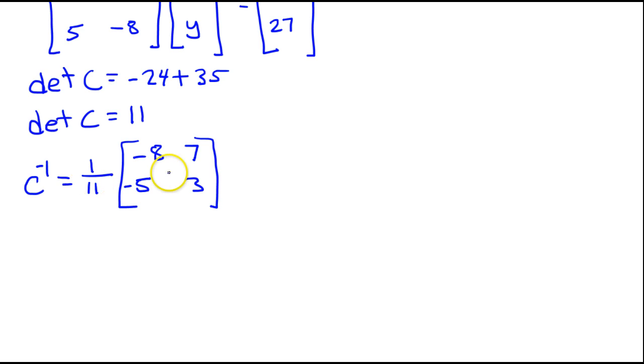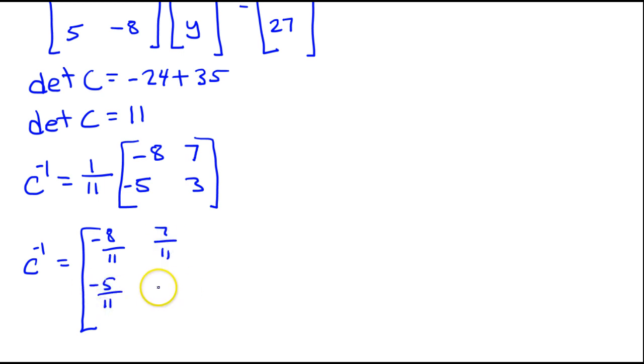Now, if I multiply this together, I will have the inverse of matrix C. Multiplying by 1 over 11 is really just dividing by 11. Sometimes it's easier to think of it that way. So this will be negative 8 elevenths and 7 elevenths and negative 5 elevenths and 3 elevenths. All right, this is the inverse of matrix C.